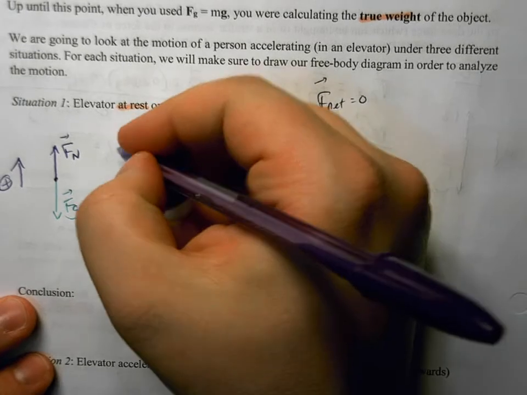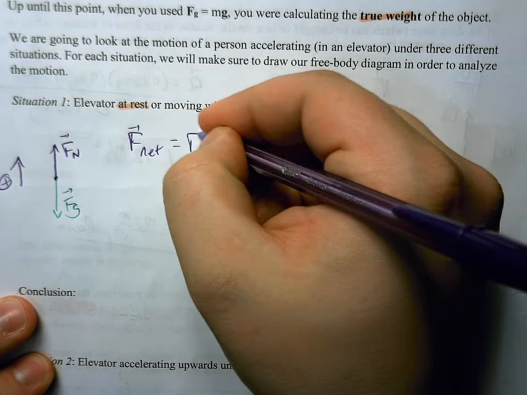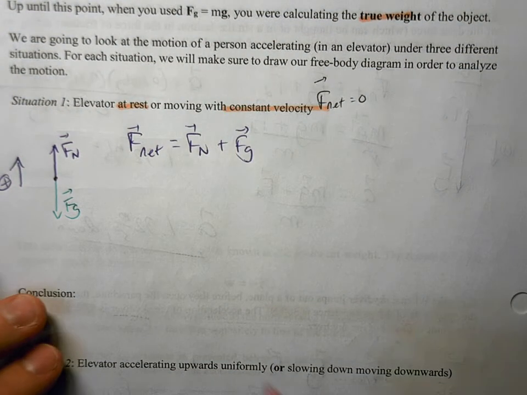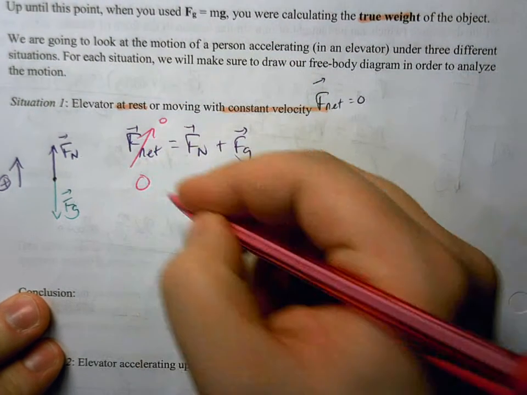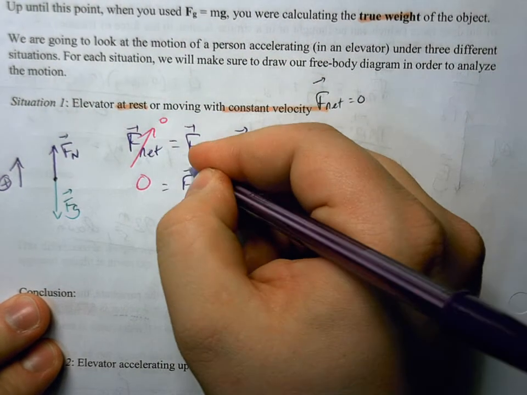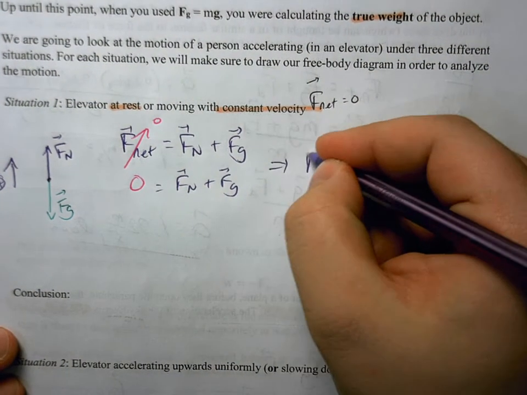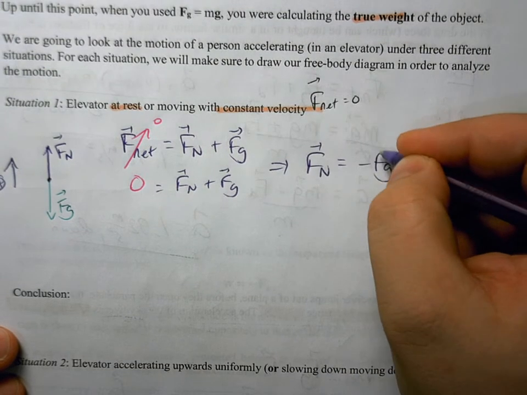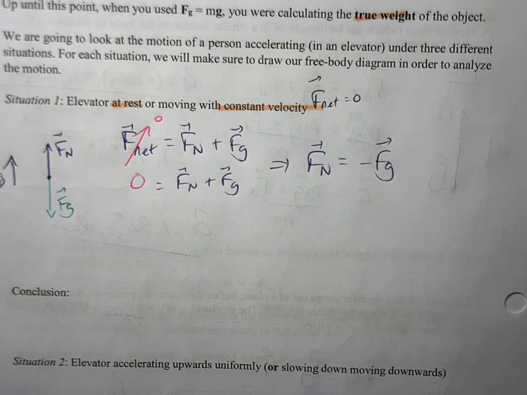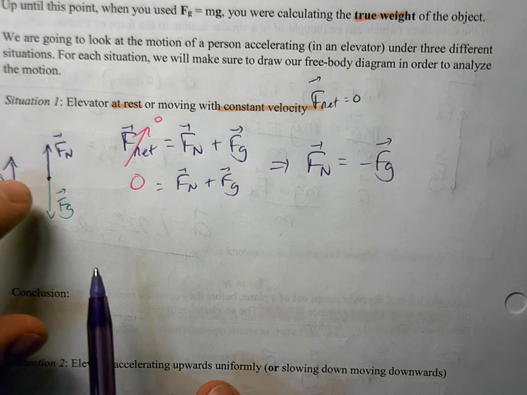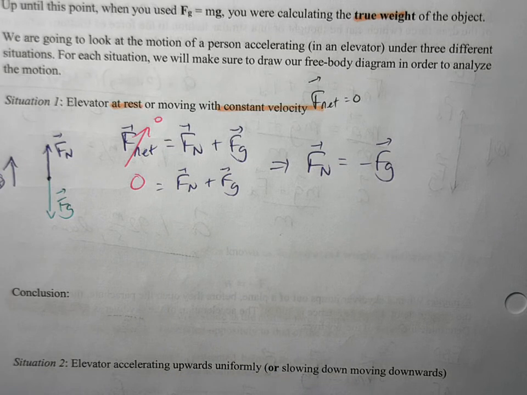So for my net force statement, I could write that the net force is equal to the normal force plus the force of gravity. But since we're at rest or constant velocity, the net force is going to be 0. So we get 0 equals Fn plus Fg. Or what we might say is that Fn is equal to negative Fg. All this tells us is that the magnitudes of Fn and Fg are the same, so they have the same numerical value. The negative sign there just tells us that they're in opposite directions, as we can see from our free body diagram. Fn goes up, Fg goes down.